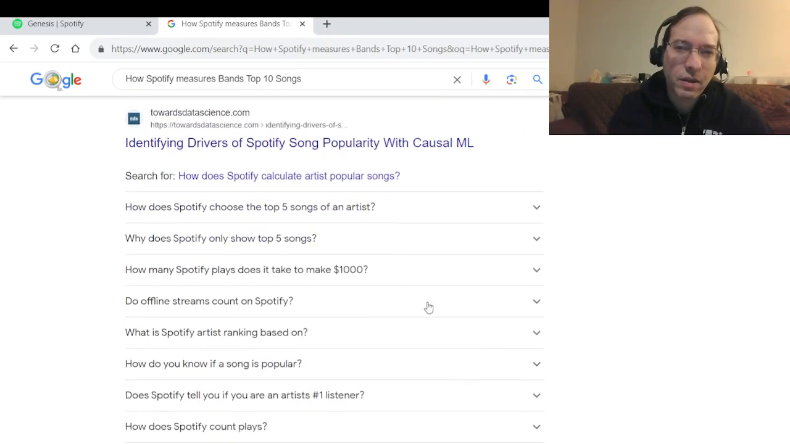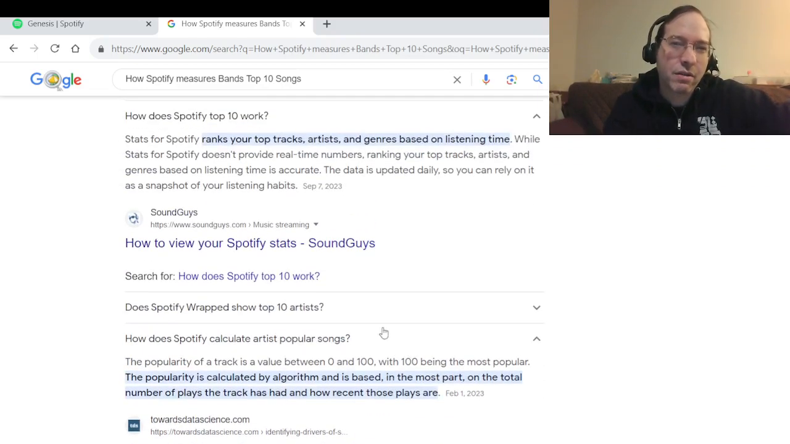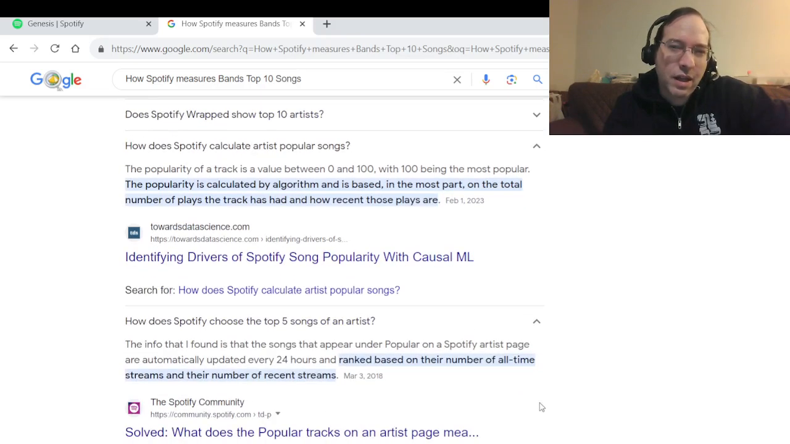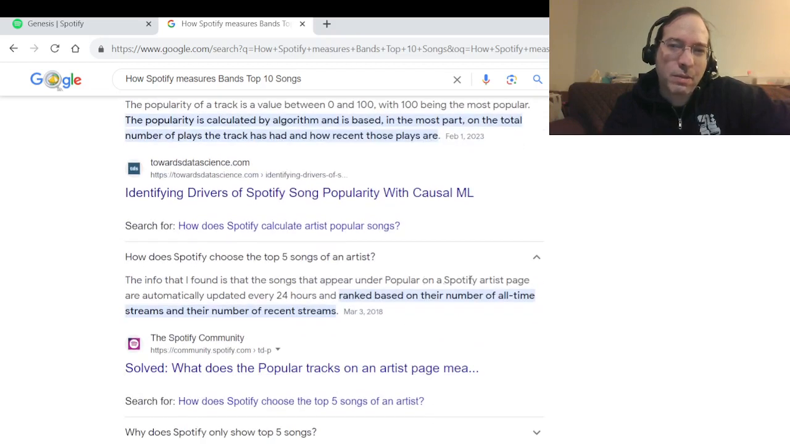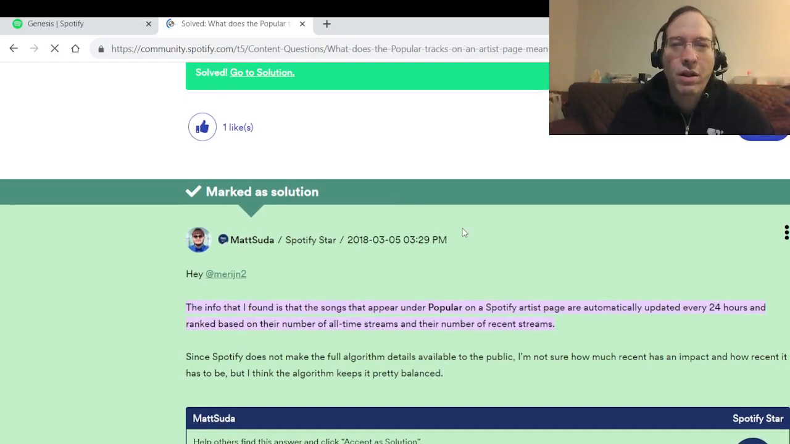How does Spotify know if a song is popular? That's one explanation. I was actually looking for a Spotify website, like a community. Yeah, this one right here. The info I found is that the songs that appear under popular on a Spotify artist page are automatically updated every 24 hours and ranked based on their number of all-time streams and their number of recent streams. So that's the algorithm, more or less taking into account both recency and frequency.